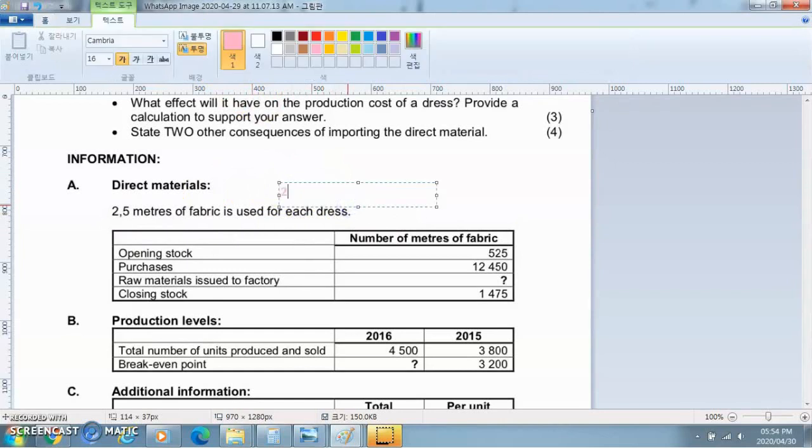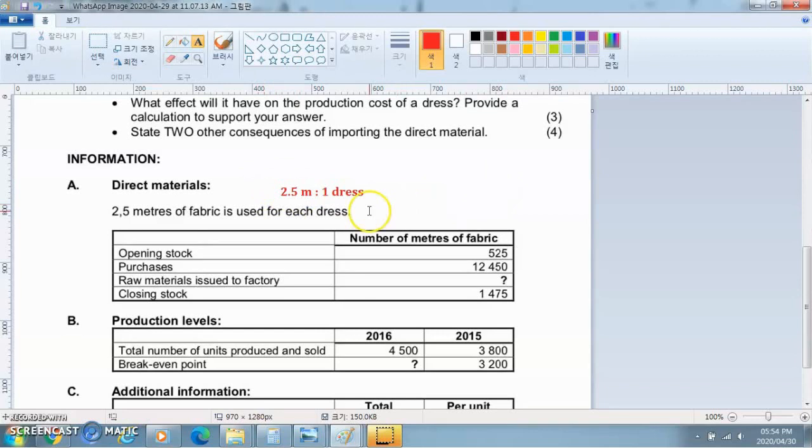Here it's what? 2.5 is to one dress. Okay, 2.5 meters is to one dress. So this is more like the ratio that we use here, right? So here we're given what? We're given the opening stock. The stock is the number of meters of fabric, right? And then we have the purchases, the meters that were bought during the year, right?